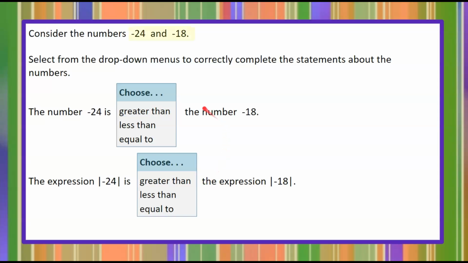Welcome back. So we're considering the number values -24 and -18, and we're going to select from these drop downs. So we have three choices. Let's consider our first sentence. The number -24 and the number -18, and we need to decide if -24 is greater than -18, -24 less than -18, or -24 equal to -18.